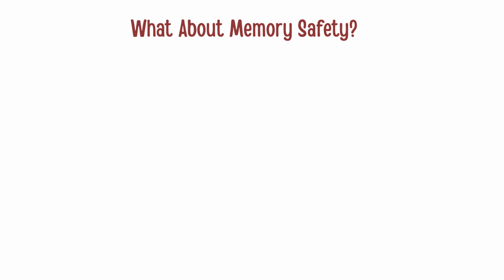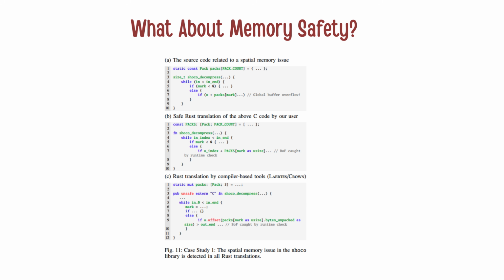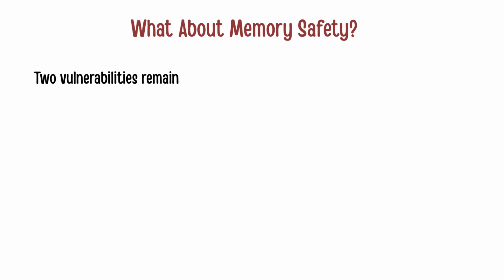So, do Layerts and Crown at least eliminate the memory safety vulnerabilities? Only partially. The benchmarks contain 3 known memory safety vulnerabilities. The compiler-based tools eliminate one of them, a read overflow involving a global array. That's because the translated Rust array receives automatic bounds checking. However, the other 2 vulnerabilities remain.